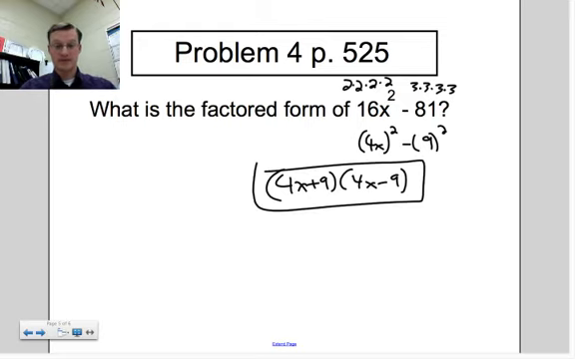And we want to double check it. First, outside, inside, last. These subtract away to 0. Yes, this does work.